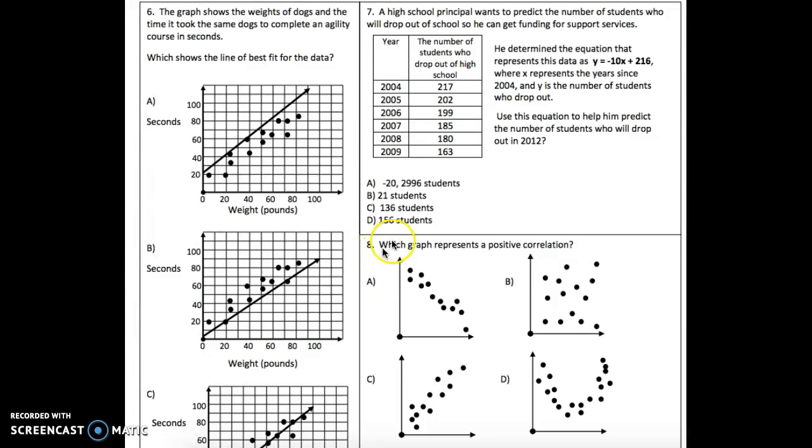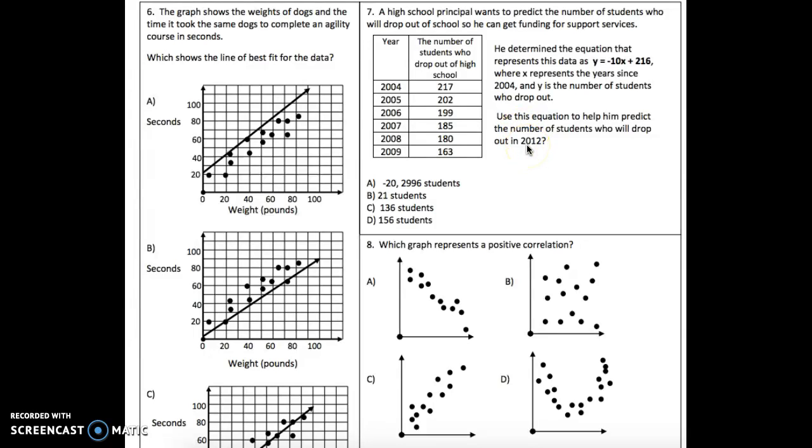Okay, a couple more. Number 7. A high school principal wants to predict the number of students who will drop out of school so he can get funding for support services. He determined the equation that represents this data as y equals negative 10x plus 216, where x represents the years since 2004 and y is the number of students who drop out. Use this equation to help him predict the number of students who will drop out in 2012. Okay, so we think about 2004 would be year basically 0, because they said that's where we're starting.